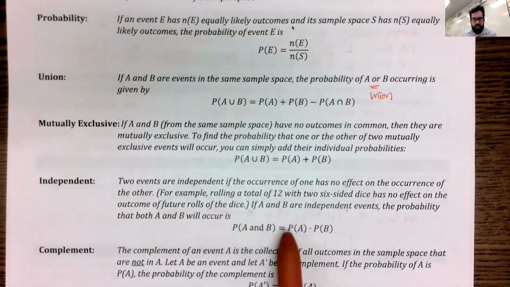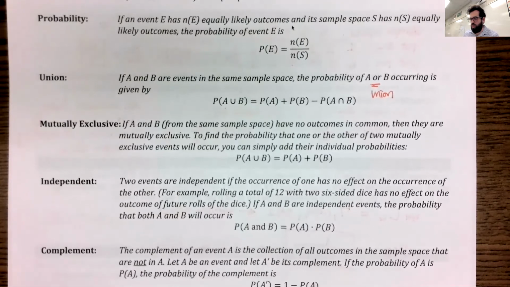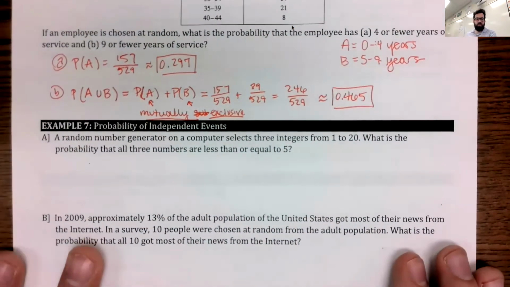So when that happens, we're going to multiply probabilities together, similar to how we can multiply sample spaces together, or possibilities together, like the fundamental counting principle from a few lessons ago, where we would multiply number of shirts times number of pants times number of shoes to get possibilities of outfits, something like that. Let's see what this means in example 7.